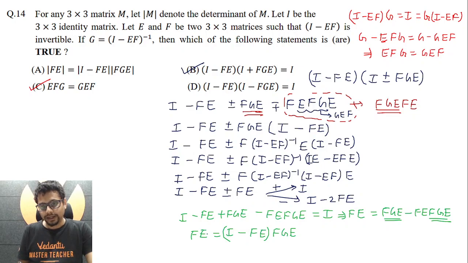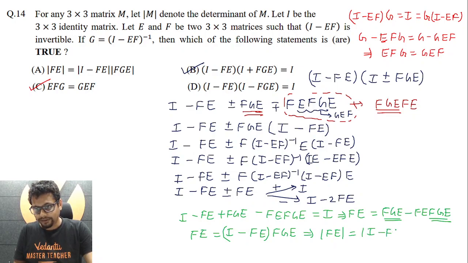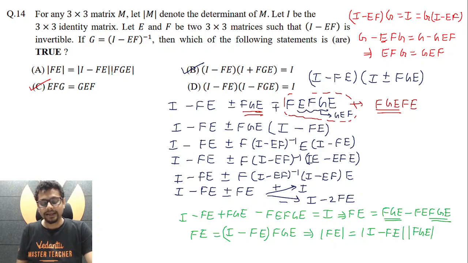Now since these two are equal, if you take the determinant on both sides, you get the determinant of FE, which is supposed to be the determinant of F multiplied by the determinant of E, because E and F are same order square matrices, is equal to the determinant of I minus FE multiplied by the determinant of FGE, which is essentially same as option A. So option A is also correct. So in this question, the answer is A, B, C. Thanks for listening. Stay tuned for the next question.